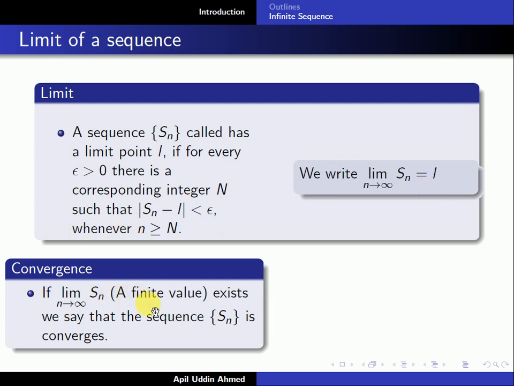Now, convergence or divergence of a sequence: when a sequence is called a convergent sequence, or when a sequence is called a divergent sequence. Suppose we consider a sequence Sn, and if this limiting value, limit n tends to infinity Sn, is finite, then we call this sequence convergent, or otherwise the sequence is a divergent sequence.